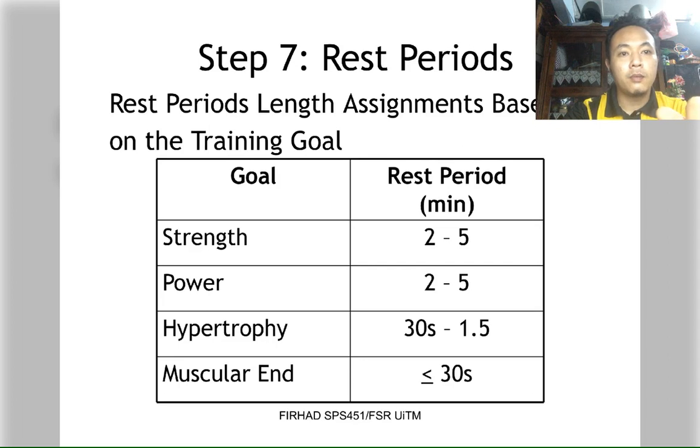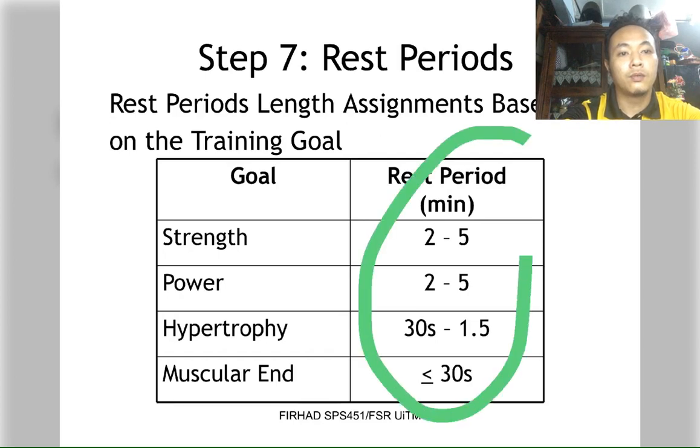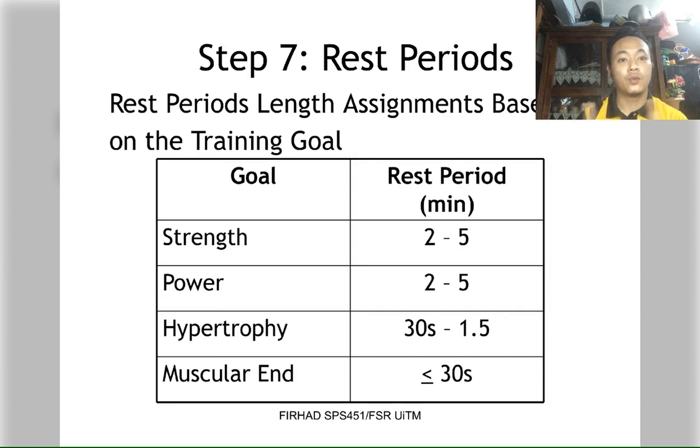And the last step is rest period. Rest period length assignment based on the training goal. For example, strength you need to rest between 2 to 5 minutes, power 2 to 5 minutes, hypertrophy 30 seconds to 90 seconds, muscular endurance is less than 30 seconds. Okay, in this slide, from here you can see the rest period has a range 2 to 5, 2 to 5, 30 to 1.5 minutes, and the last one is less than 30 seconds.